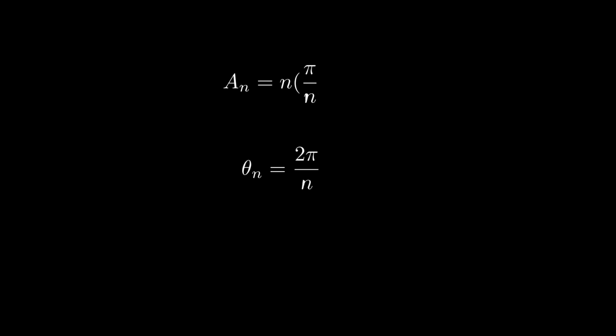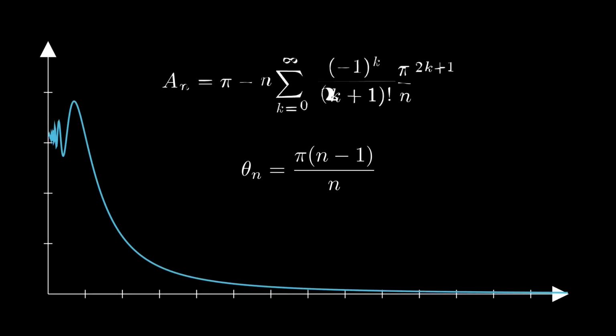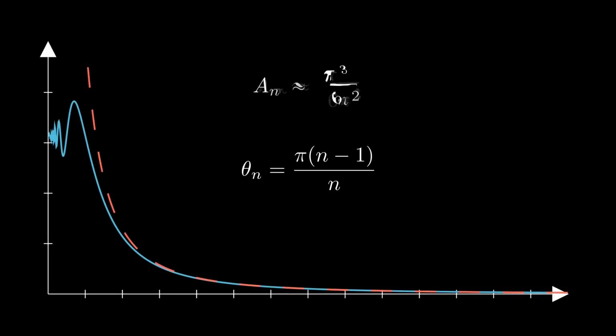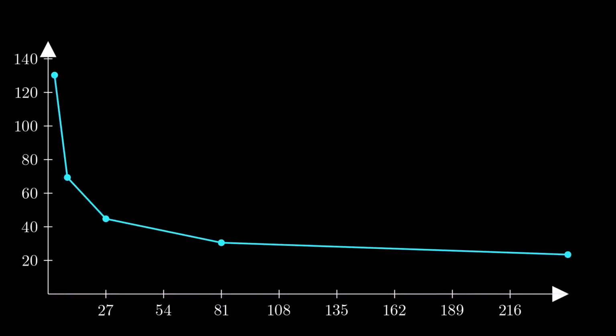Taking the algebra a bit further, we can express this area as a function of the population, which can be approximated by an inverse square curve, which aligns nicely with our experimental data.